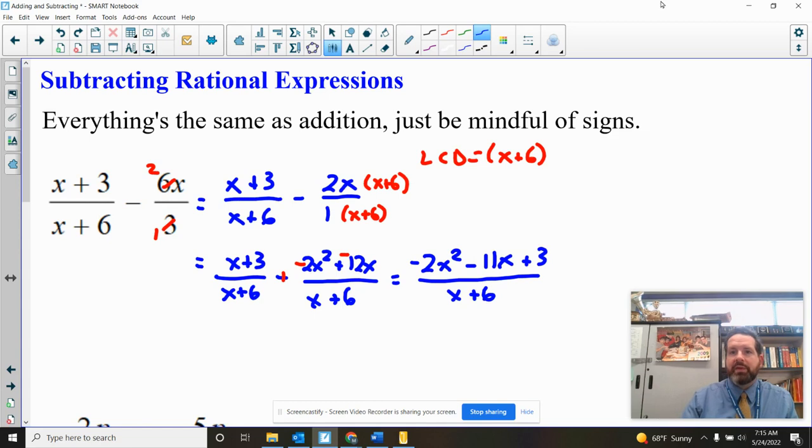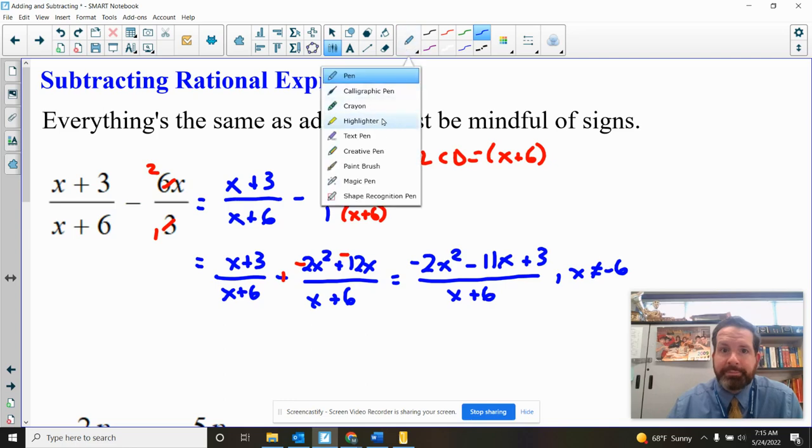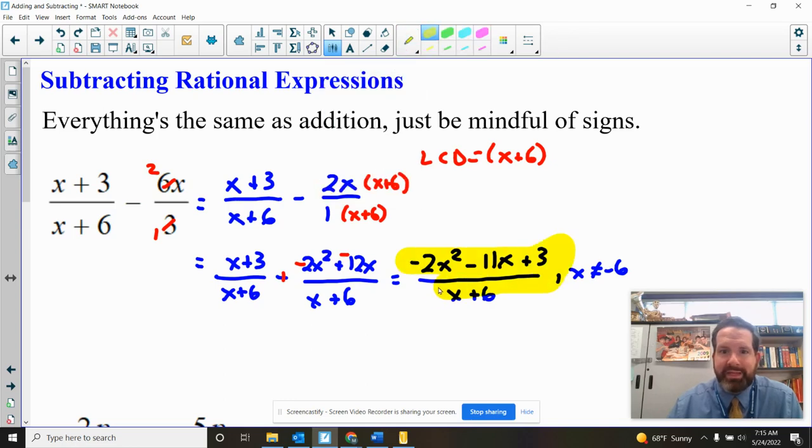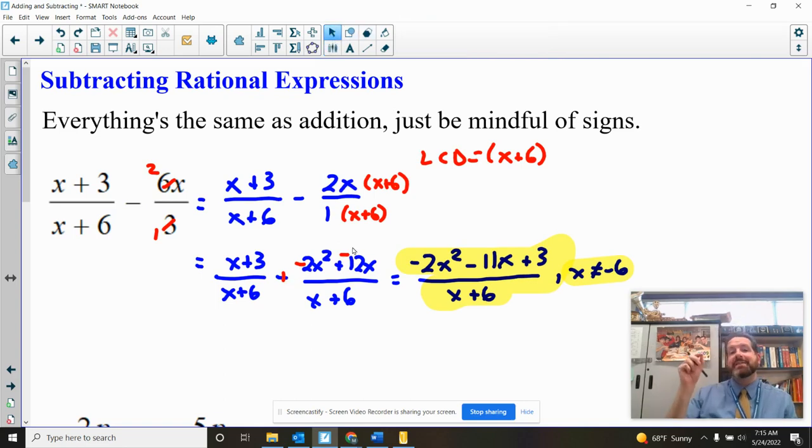And lastly, throw in a restriction that x cannot be the number negative 6. Otherwise, we divide by 0. So, see, it's not any different than with the addition. You just have to be a little bit careful when you are dealing with that minus sign. It changes the signs in the next numerator.